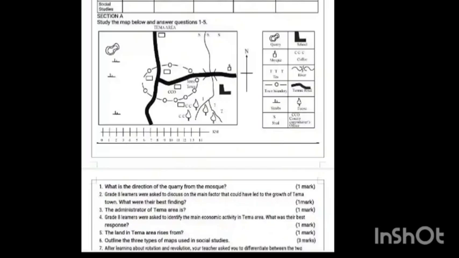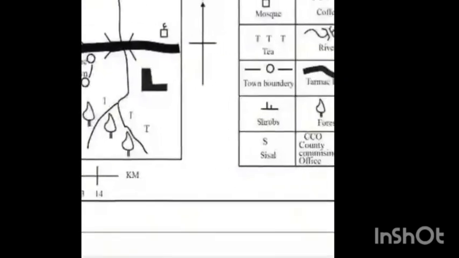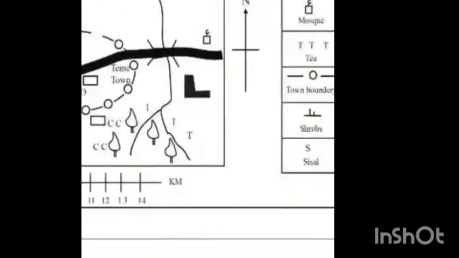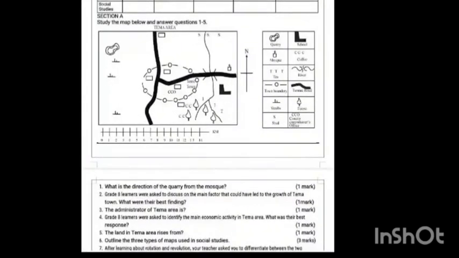Question 5. The land in TEMA area rises from. So where does TEMA area rise from? We tend to know the relief of the area by using the direction of the river. So here the area rises from the south, evidenced by this river. You could see it was here on the key. So the river actually comes from the forest area. So that is the highland part, and it is headed towards the northern side.